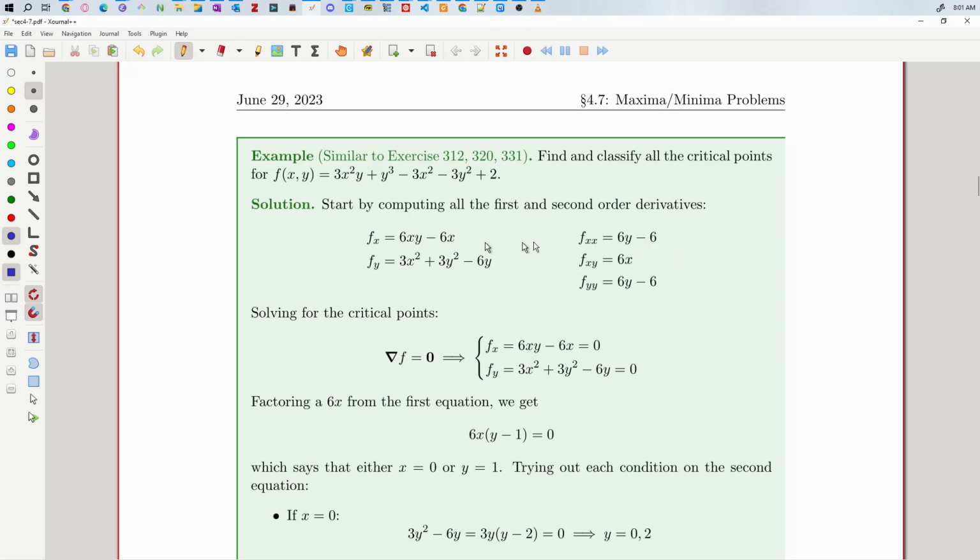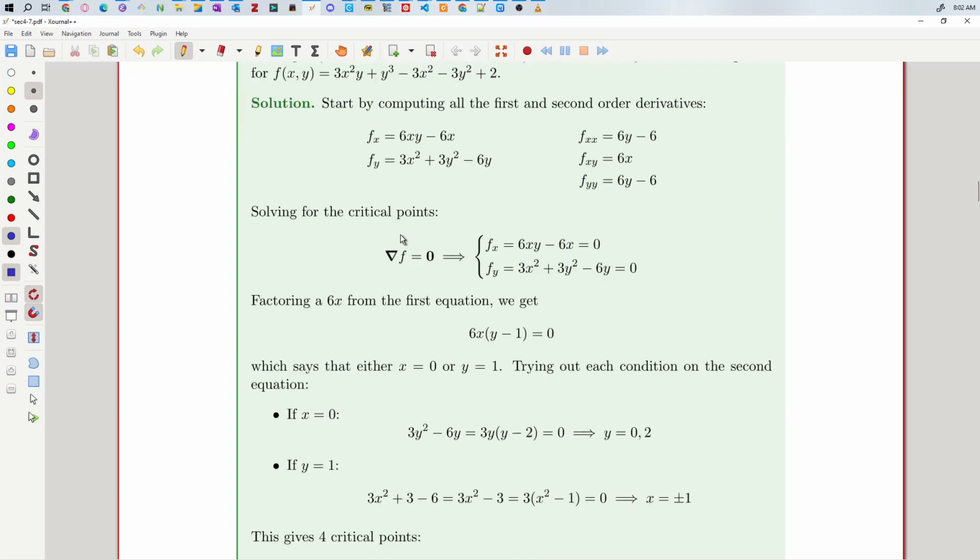And then, to take the second order derivatives, I take the x derivative of f sub x to give me f sub xx. That's going to be 6y minus 6. The y derivative of this is going to be 6x, just 6x. And then f sub yy, I take the y derivative of f sub y. That's going to give me 6y minus 6. Okay, so those are all of the first and second order derivatives.